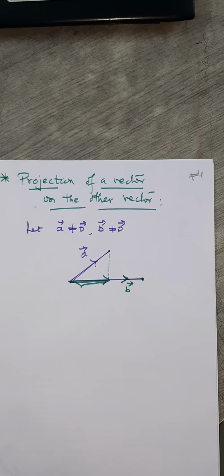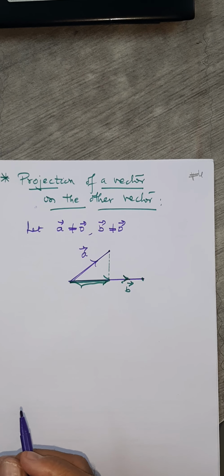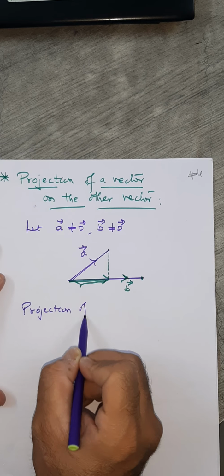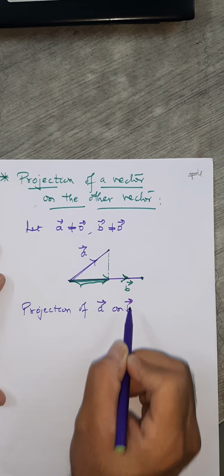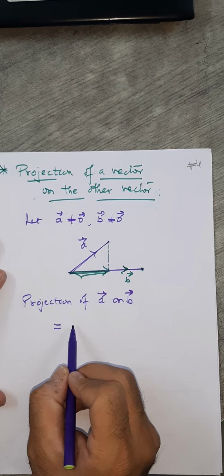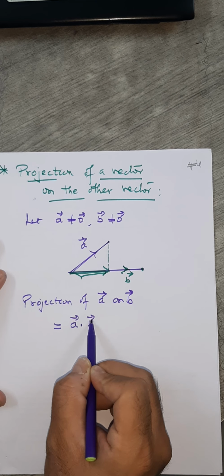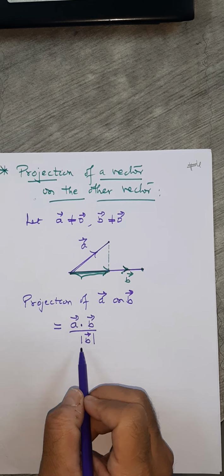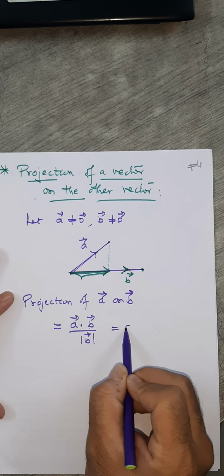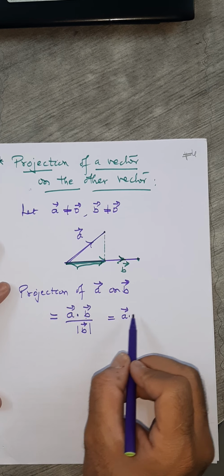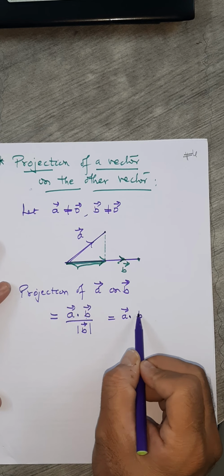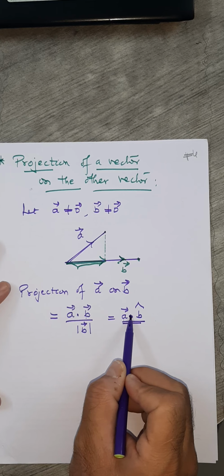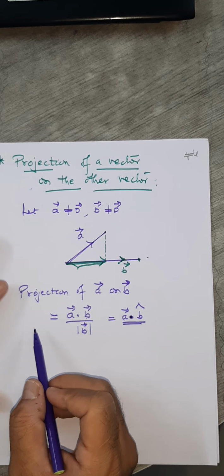So with the concept of the angle between these two, here I'll write projection of vector A on B. It's given by vector A dot vector B upon the magnitude of vector B. This is the formula. If you rewrite, this is nothing but vector A dot, this is a unit vector, so you can write it by the symbol B cap. B cap means vector upon its magnitude. So vector A dot product unit vector in the direction of vector B.